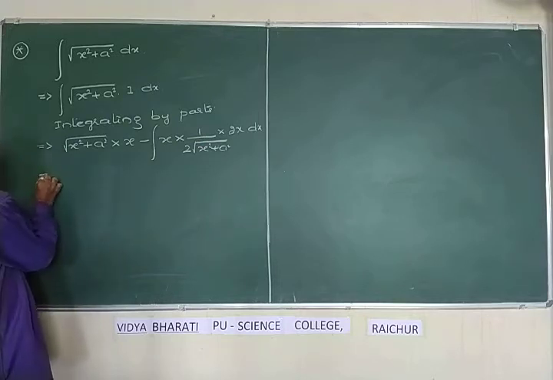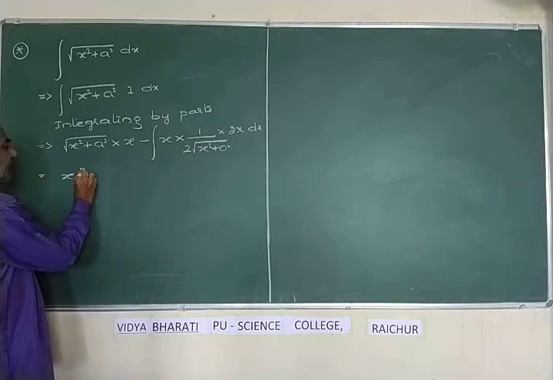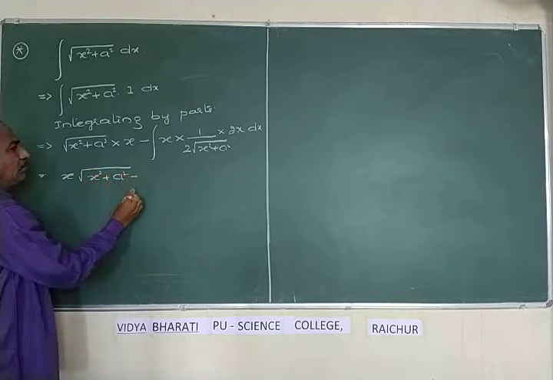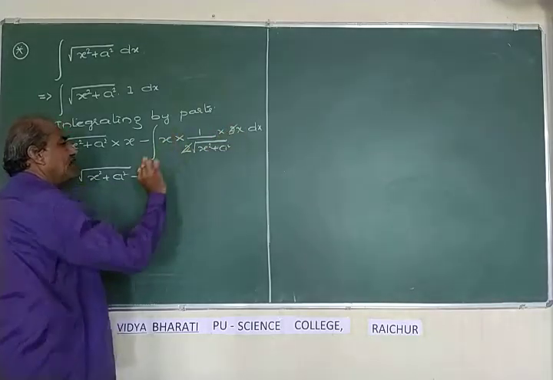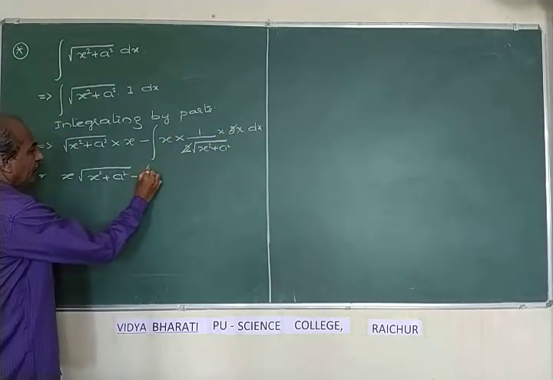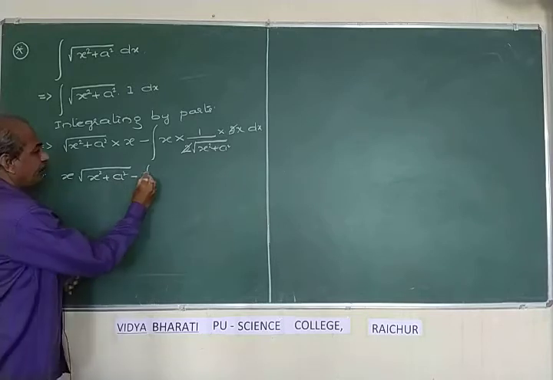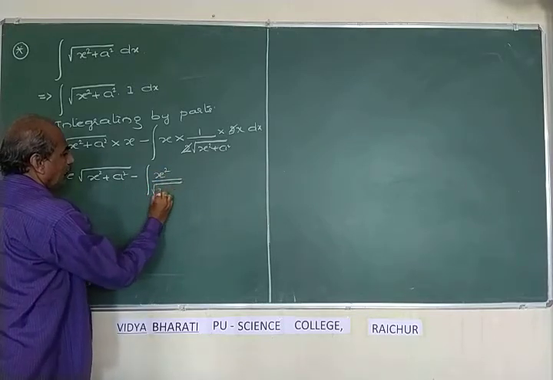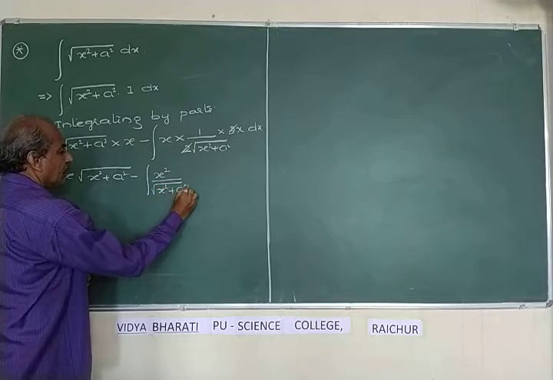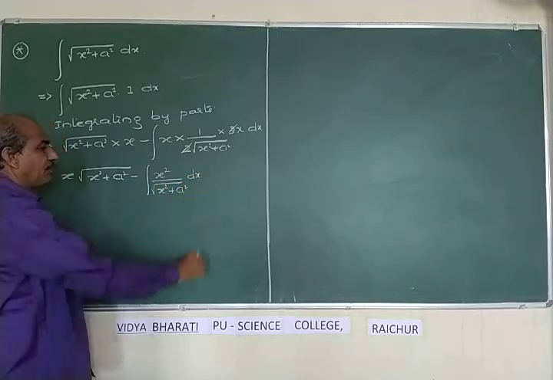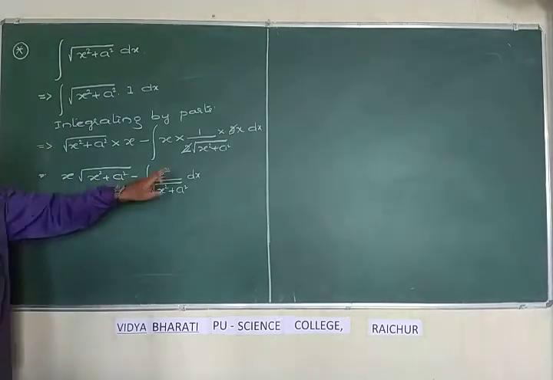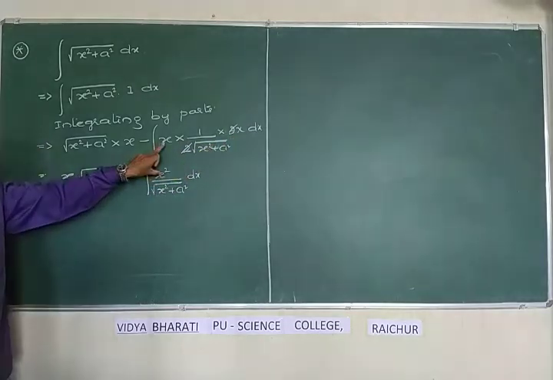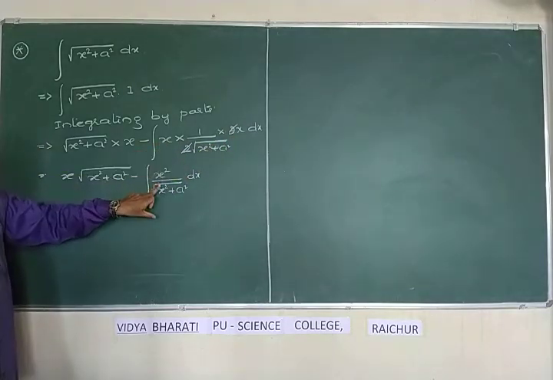Now, simplify it further: x into root of x square plus a square minus integral of, x square divided by root of x square plus a square into dx. After cancelling, this 2 and 2 will go, 1 x is already there in the numerator, one more term here, x into x is x square by this.